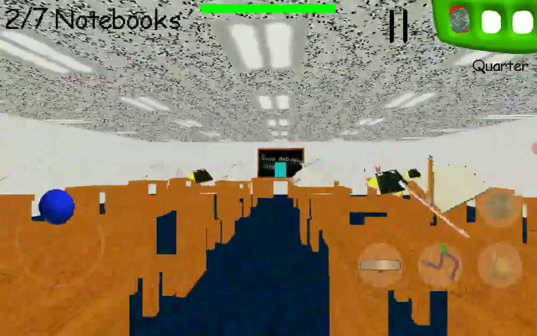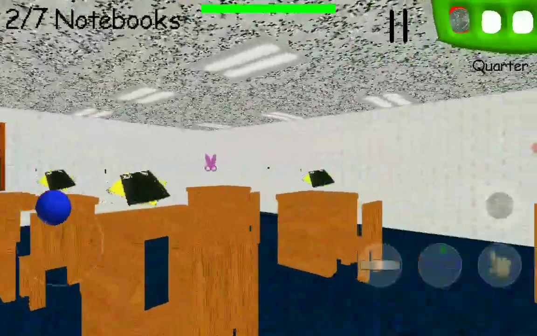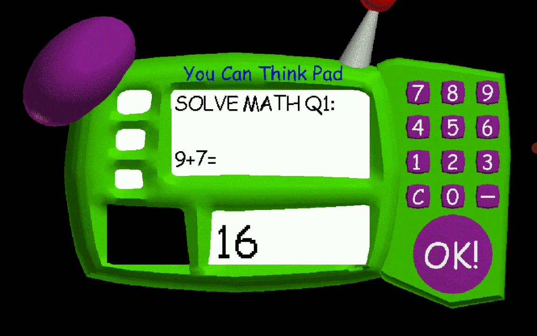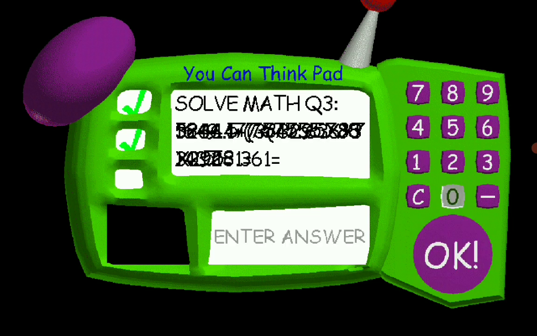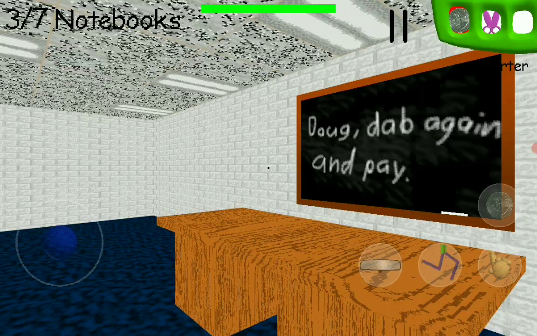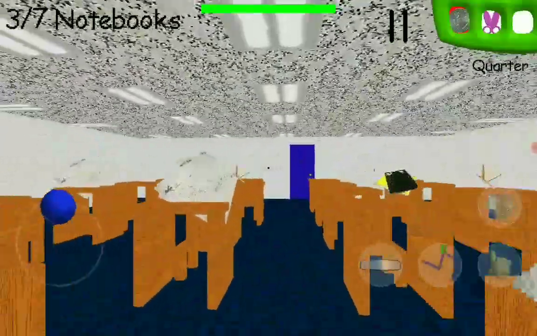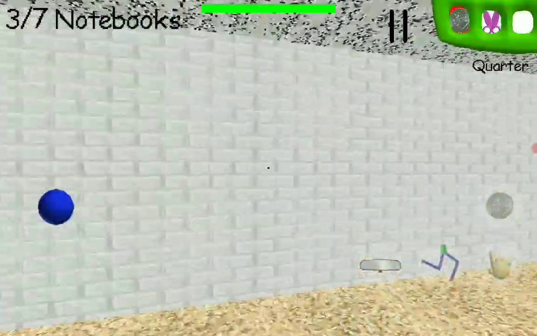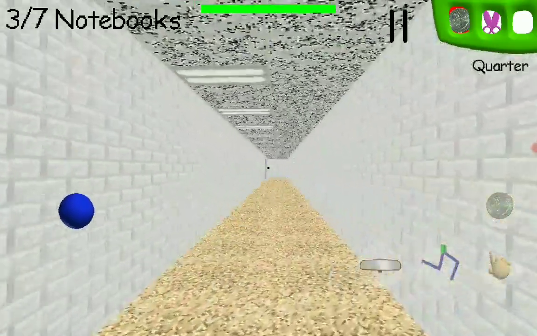A notebook. Scissors! Yes, it's useful against that weird girl with squiggly hair. Okay, 16. Where's the music? Wait. 1361. Is this a glitch or is it helping me solve that problem? Like that impossible problem? Okay. Crap. He's coming.